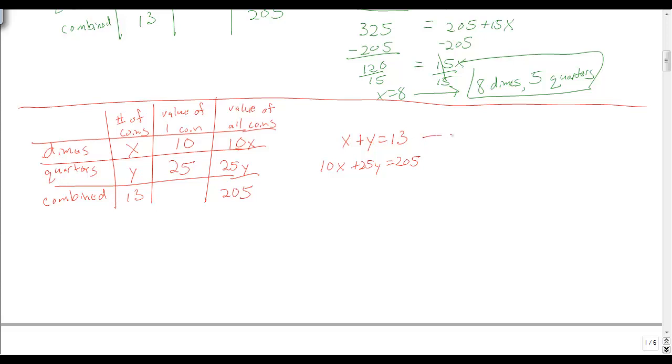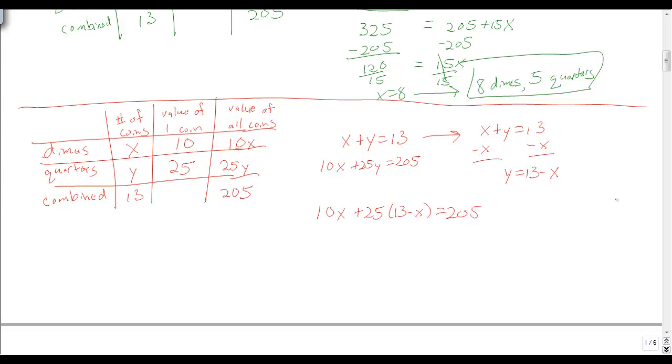So when I have these two equations, I'm going to take this first equation here. So I have x plus y equals 13. I'm going to subtract x from both sides. That leaves me with y equals 13 minus x. Then I can put that 13 minus x in for y in this equation. So then what I'm going to do is say 10x plus 25, and then where I have the y, put in parentheses 13 minus x equals 205.